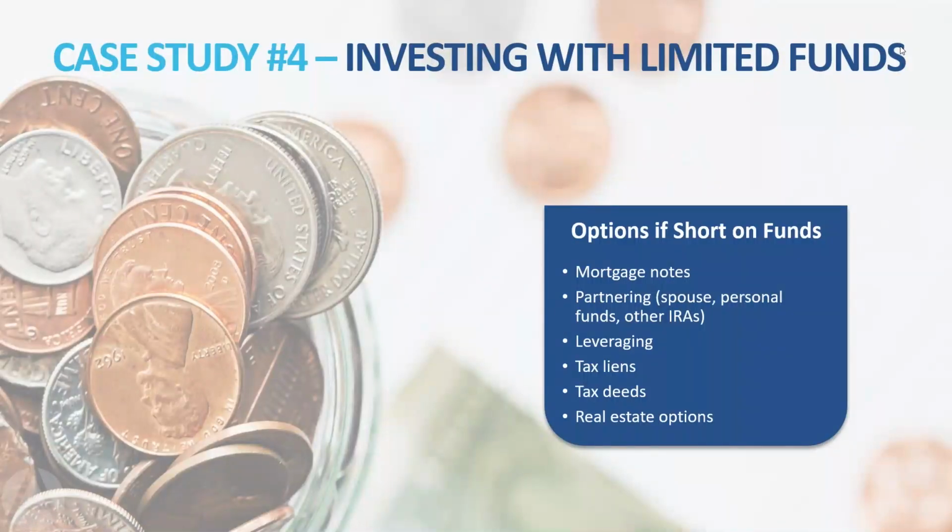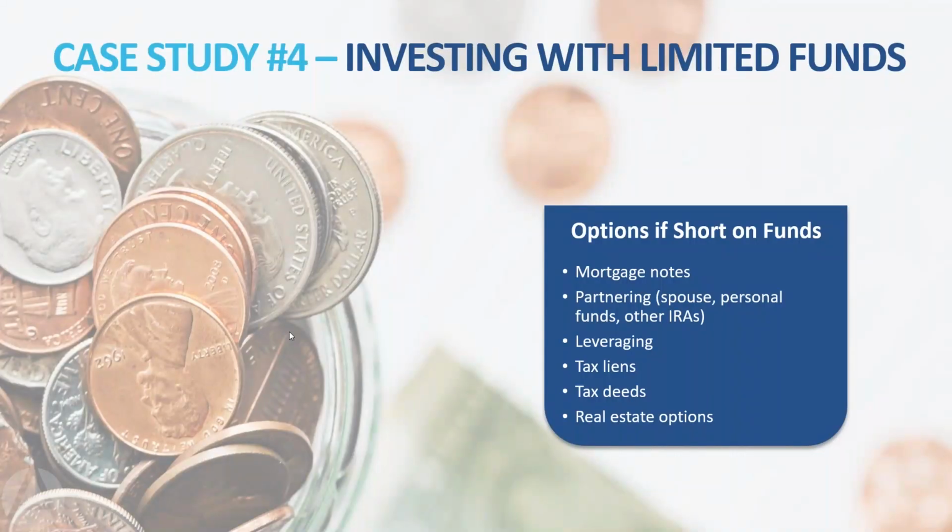So if you're investing with limited funds and you want to invest in real estate, there's lots of different ways to do that. Again, lending money. And I know a lot of times people say, well, I don't have enough money to lend as a mortgage or deed of trust. Well, the truth is those come in all shapes and sizes. And so you can lend just a little bit of money. You can partner IRAs, personal funds with other friends and individuals in order to put the money together to lend.